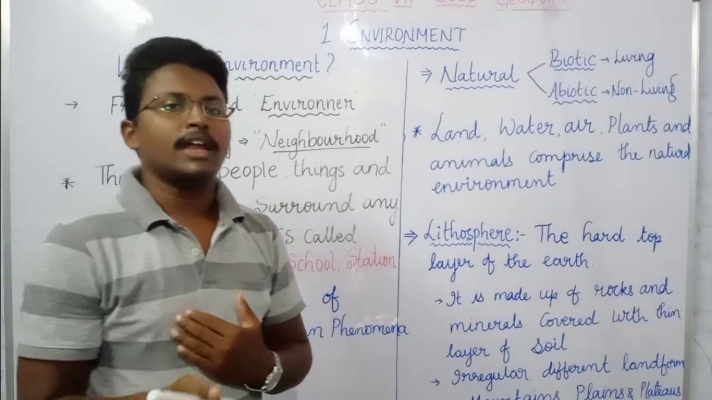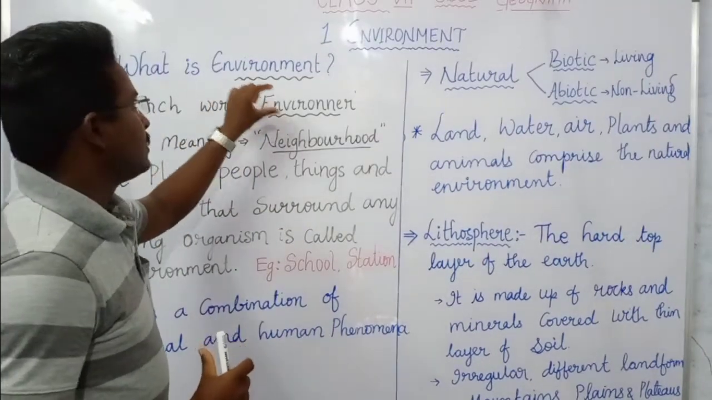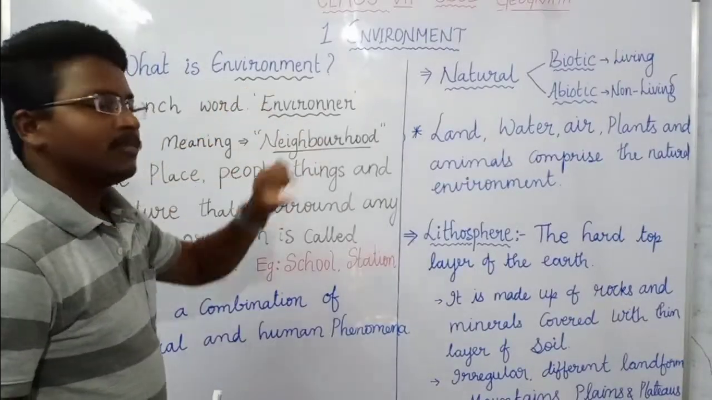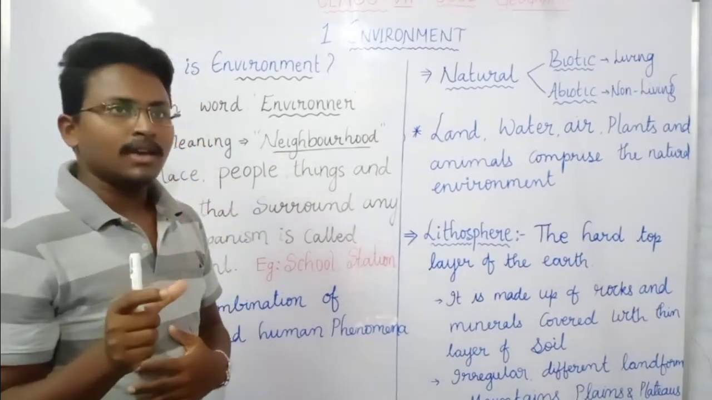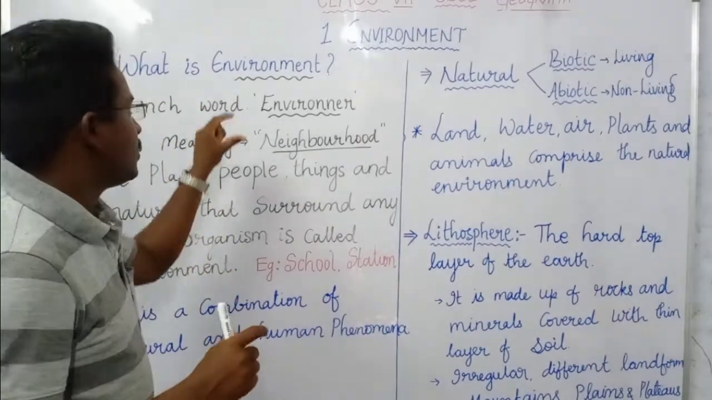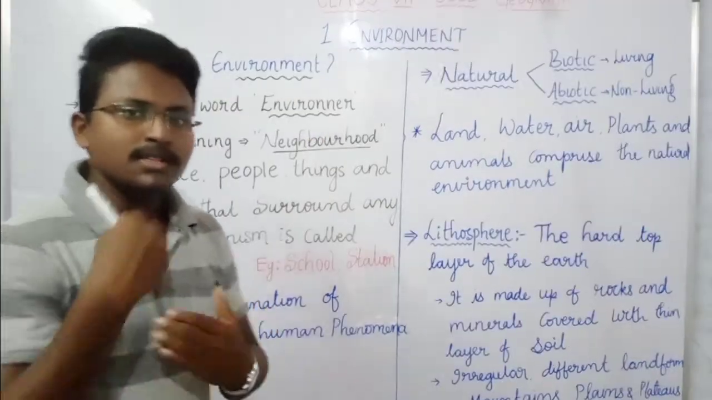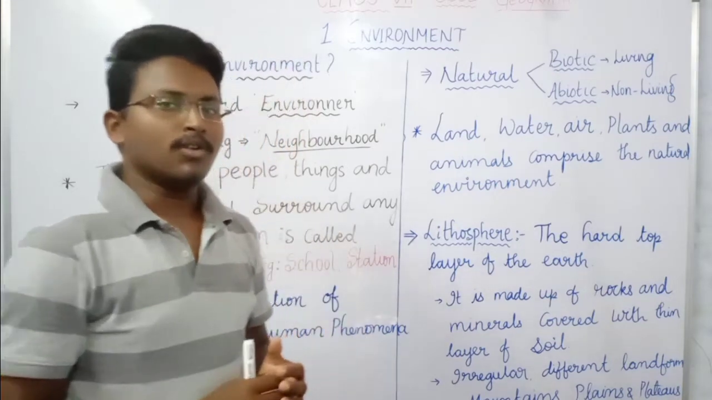Environment means what? Environment is derived from a French word environner. Environner means neighborhood. So you can simply say the word environment has derived from a French word environner, which means neighborhood. Then what is the definition of this environment? How can we simply define this environment?